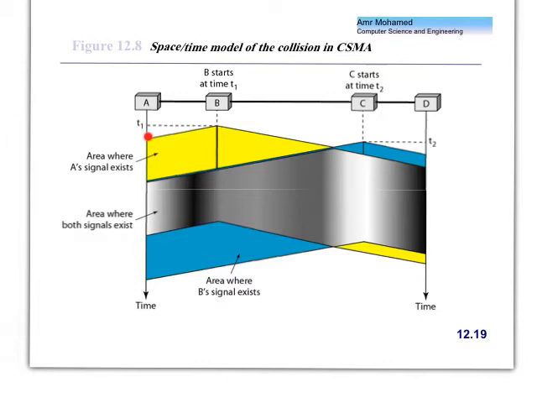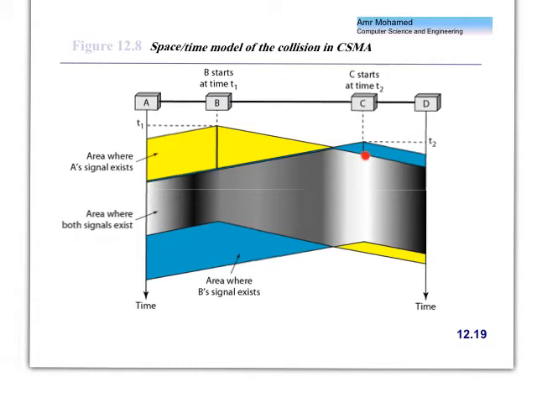And it reaches C here. So if C tries to listen at this point, it will not find anything. If it tries to listen at this point, it will not find anything. Only when it tries to send at this point will it actually hear what B is trying to send.